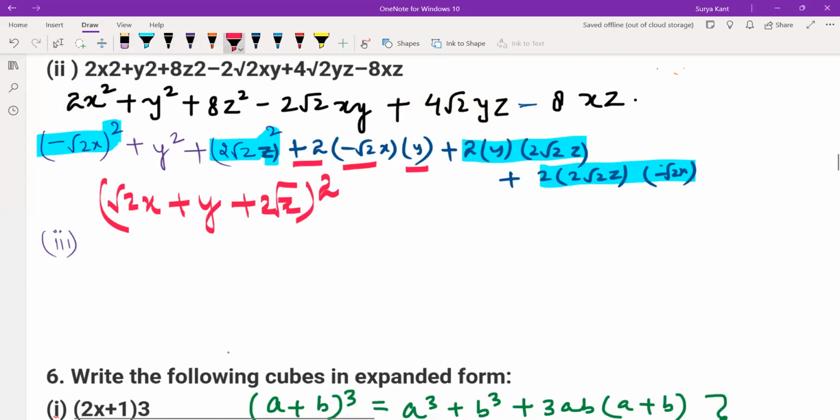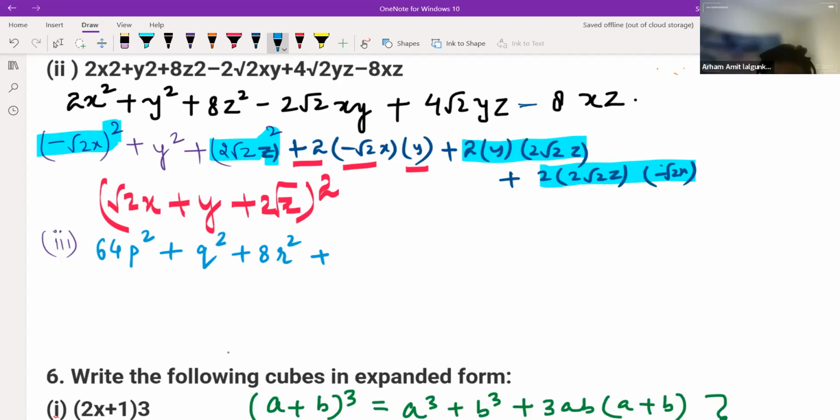So next, I'll give my own question. You can write. Write 64 P squared plus Q squared plus eight R squared, all of you write. Minus or plus? Plus only you should write. Let me think once what we can write over here.